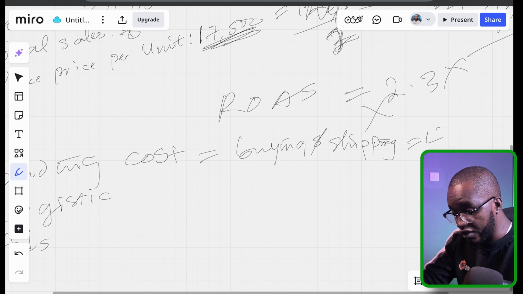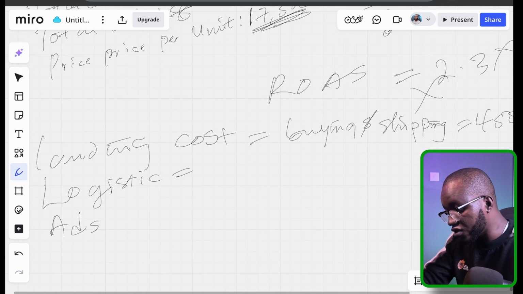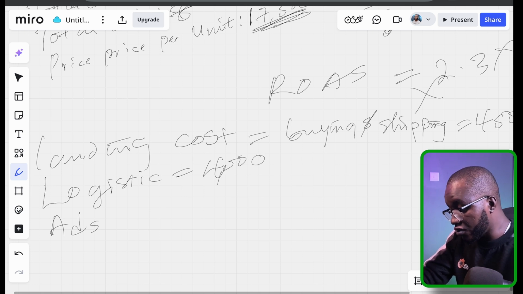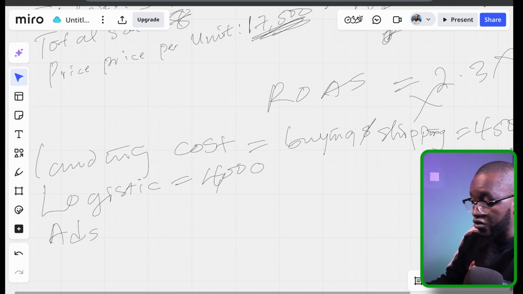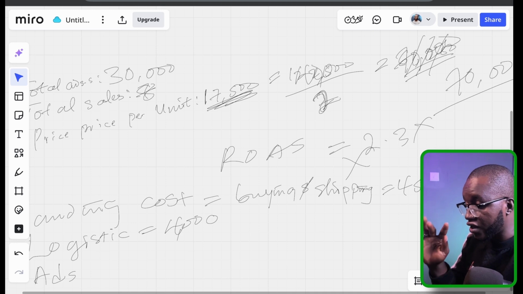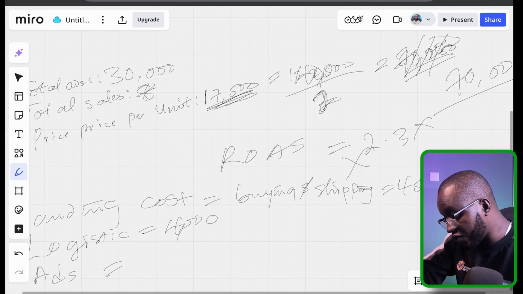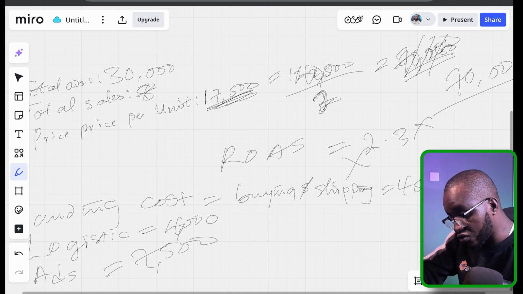Now, let's say your landing cost is 9,000, right? And your logistics is, let's say, 4,000 naira. Now, with what you are currently generating with your advert, if things continue to go like this, you are using 30,000 naira to get 4 sales. So 30,000 naira divided by 4, it means that you are spending 7,500 naira on average to get 1 sale.